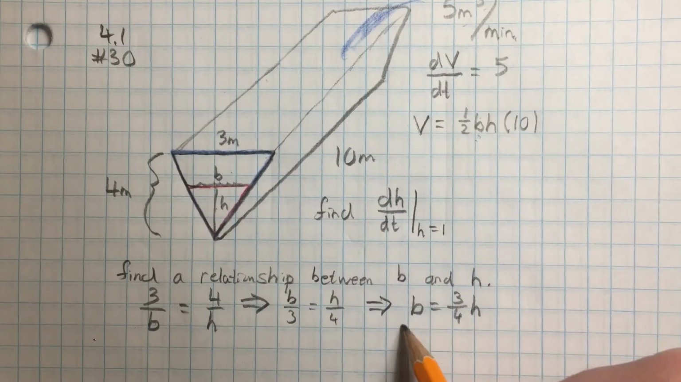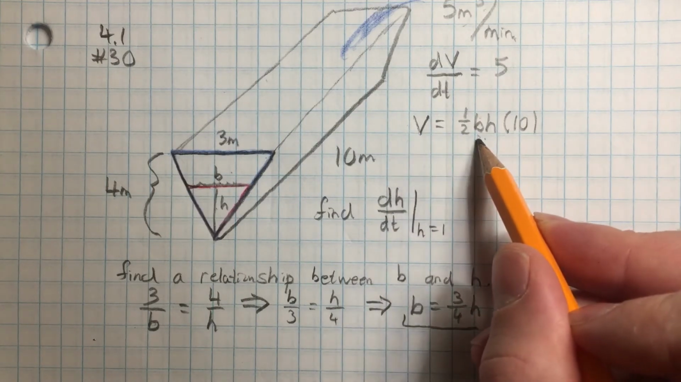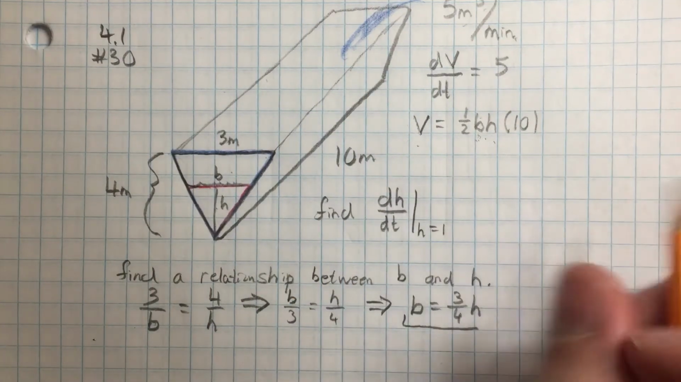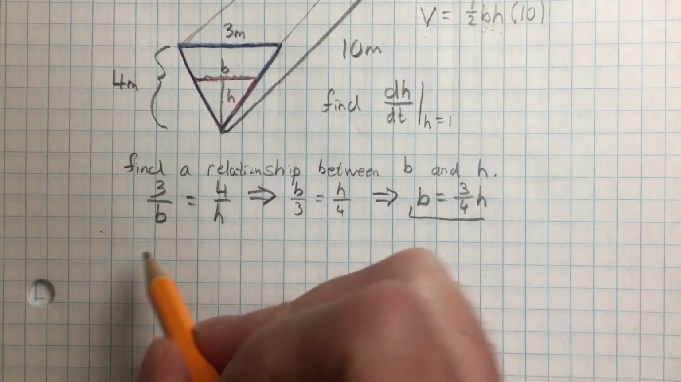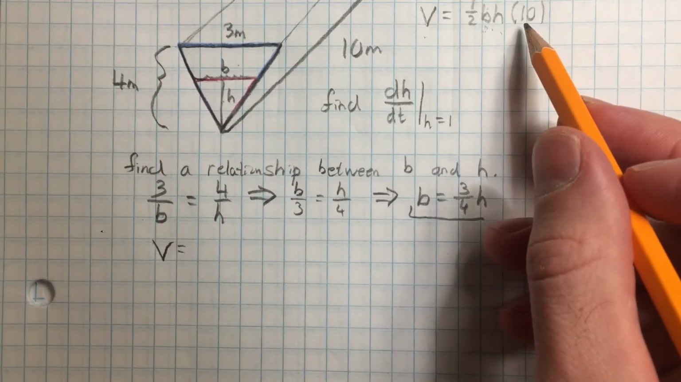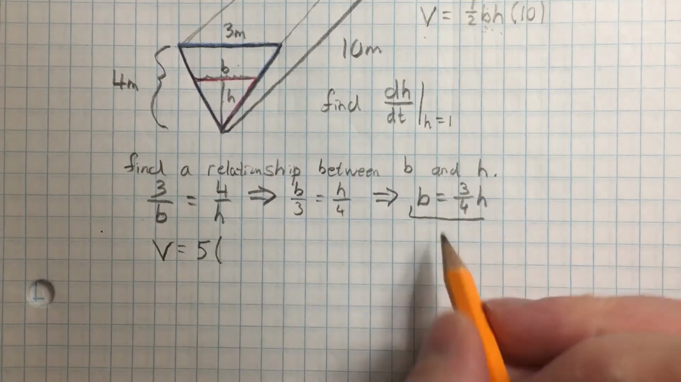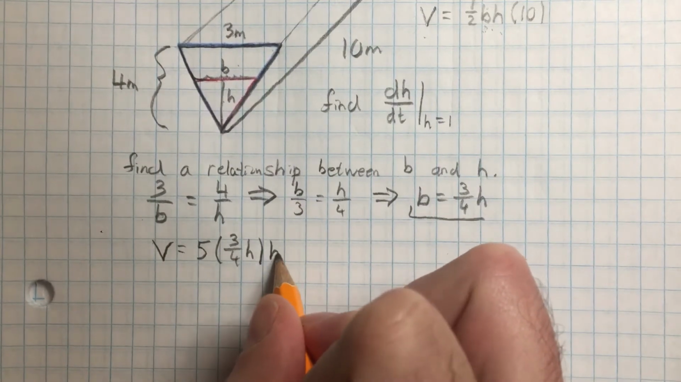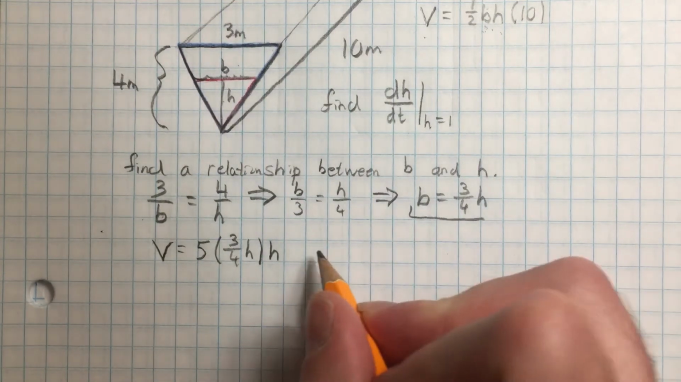All right, so now I'm going to use this. I'm going to substitute into this volumetric equation here, and now have volume and height only. b is gone, right? So this is the full relationship we were looking for between the volume and the height. So now we have volume is always equal to the 1/2 and the 10 all combined together into a 5. So we have 5 times b, which is 3/4 h, times the other h that was already there. All right, so 15/4 h squared.